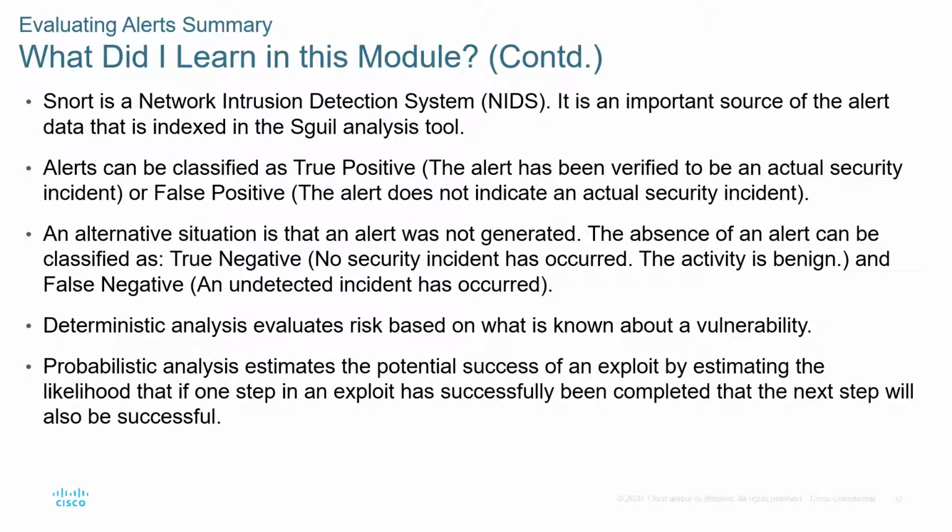Alerts can be classified as true positives or false positives. In an alternate situation, when the alert was not generated, in the absence of the alert, it can either be a true negative or a false negative. Remember, false negatives are the most dangerous, as something happened, but it was not alerted. The deterministic analysis evaluates risk based on what's known about the vulnerability, while probabilistic analysis estimates the potential success of an exploit by estimating the likelihood that if one step in the exploit was successful, that the next step will also be successful.